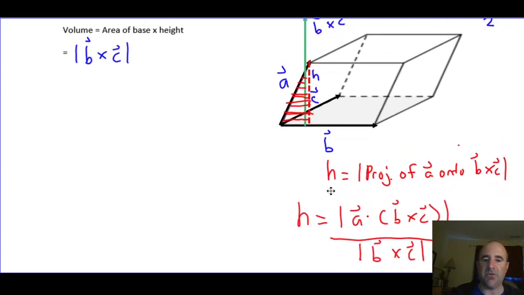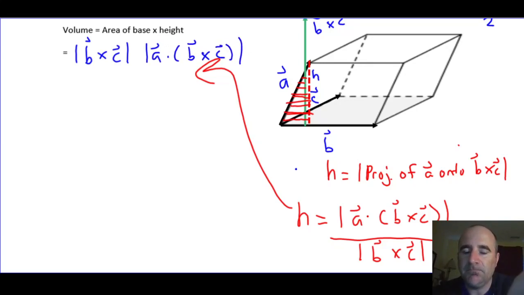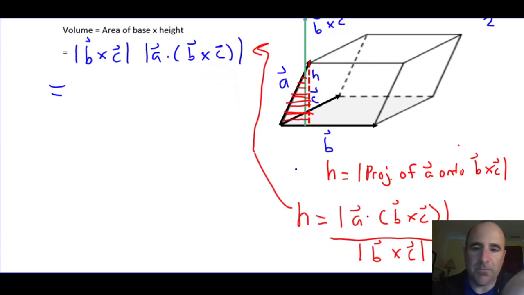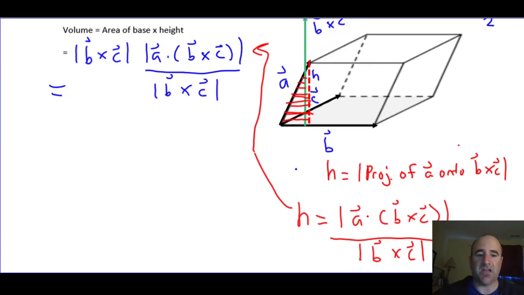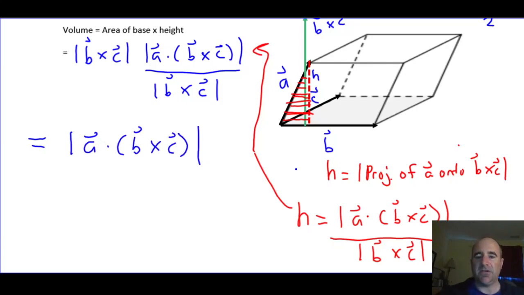So if I then throw the height into this equation here, I will get the magnitude of B crossed with C times A dotted with B crossed with C, divided by the magnitude of B crossed with C. Just replacing that height with the projection, and then look what happens. The magnitudes of B crossed with C will divide out, and for our answer, you are just going to get the absolute value of A dotted with B crossed with C. And look at that, there's the triple scalar product.